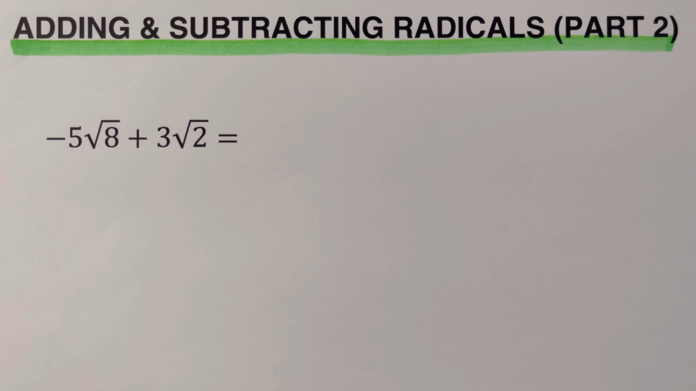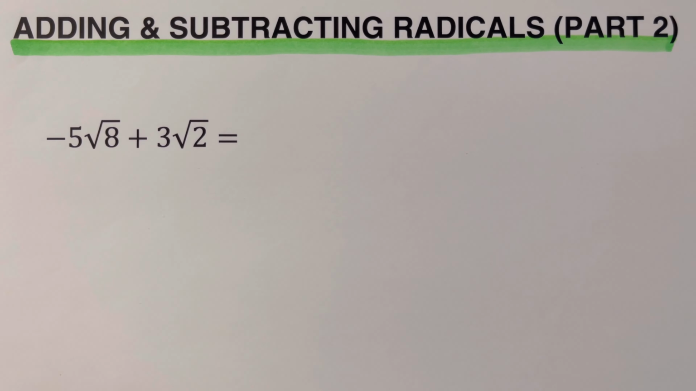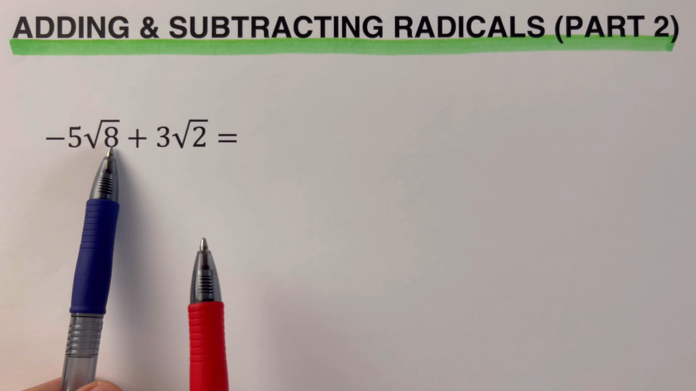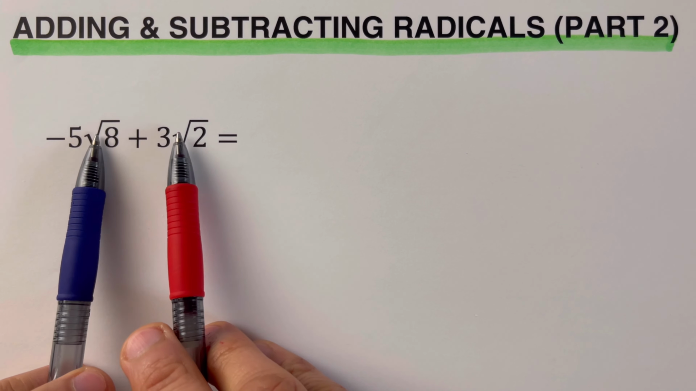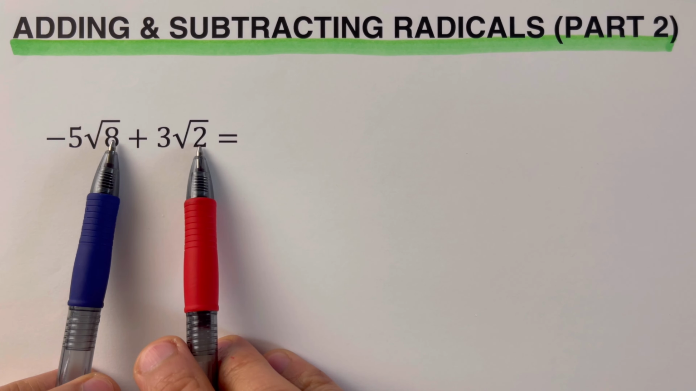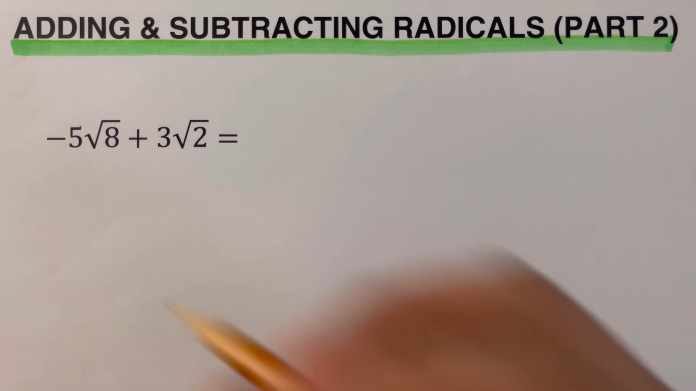Okay, so let's go over the problem here. We're given negative 5 square root of 8 plus 3 square root of 2. The important reminder when we add or subtract radicals is that we can only add or subtract like radicals. Here we have an 8 and a 2, so their radicands are not the same, although their indices are the same. However, the square root of 8 can still be simplified. So I'm going to show the work down here.